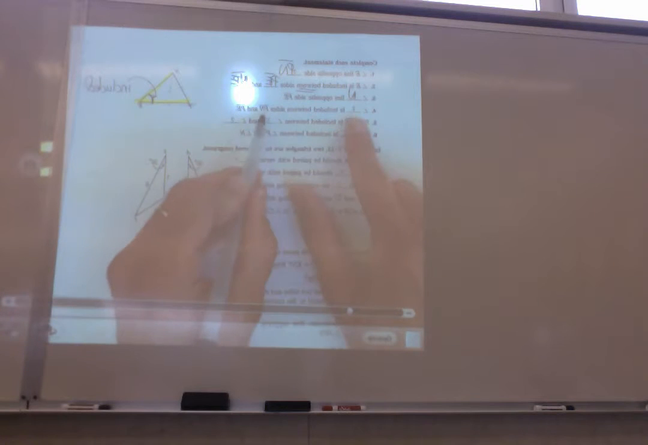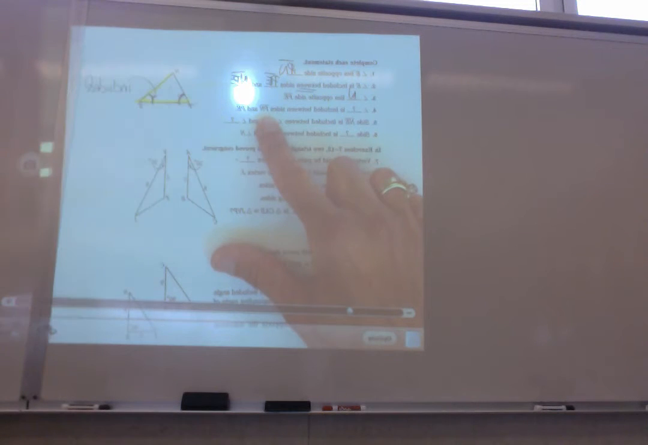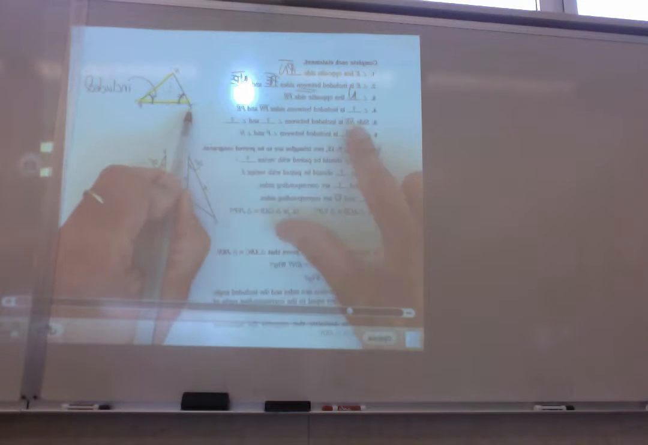Blank is included between PN and PE. Here's PN and here's PE. They're talking about this angle because it's between those two sides. What angle is that? Here's PE and PN. What angle is this? P.